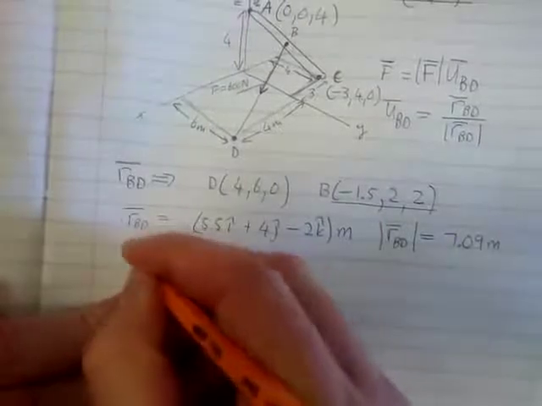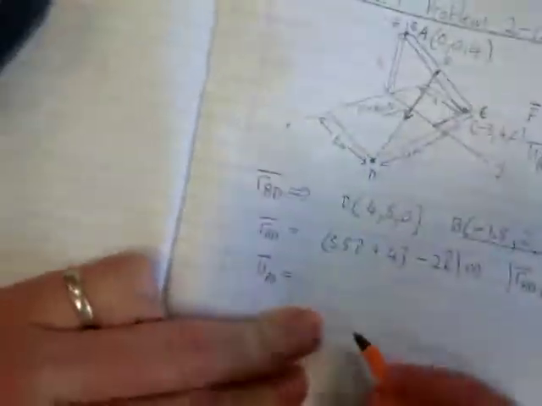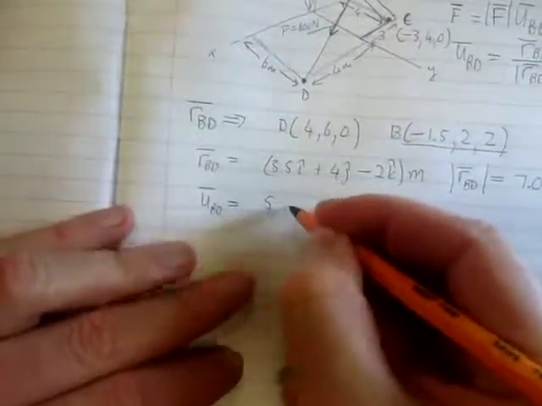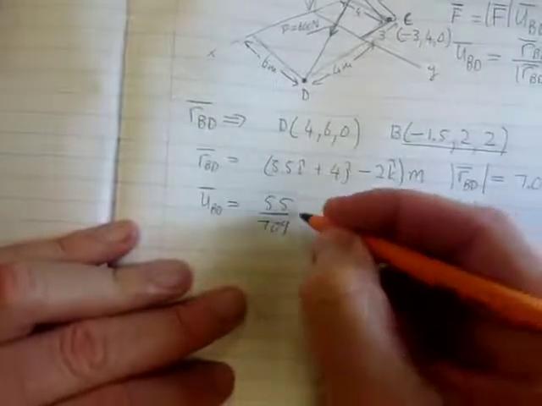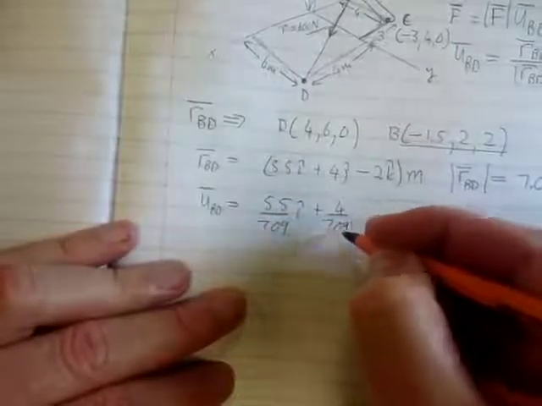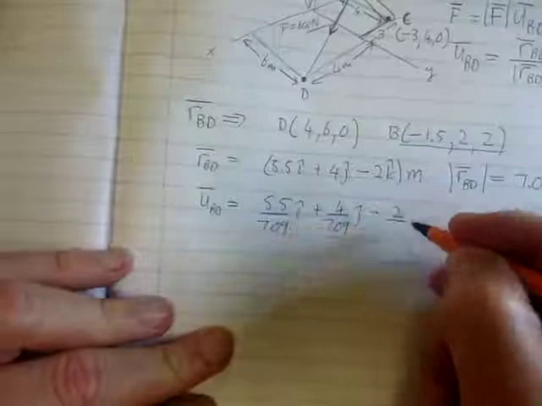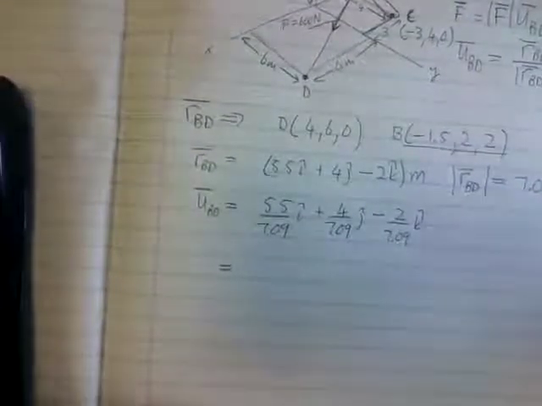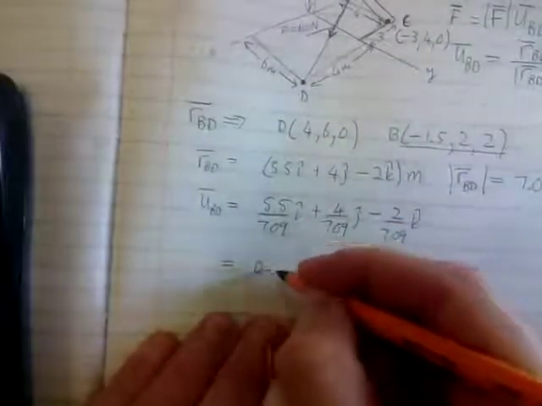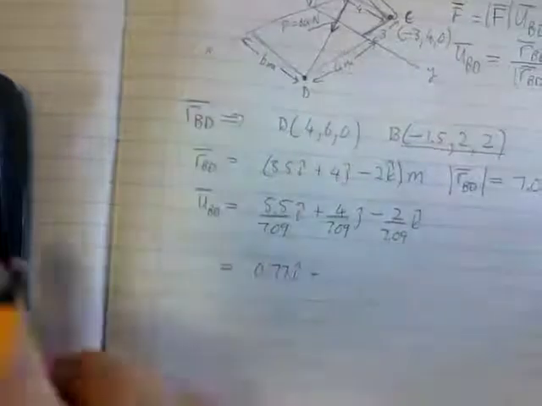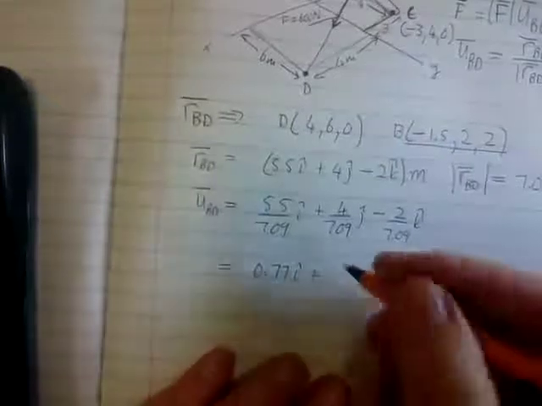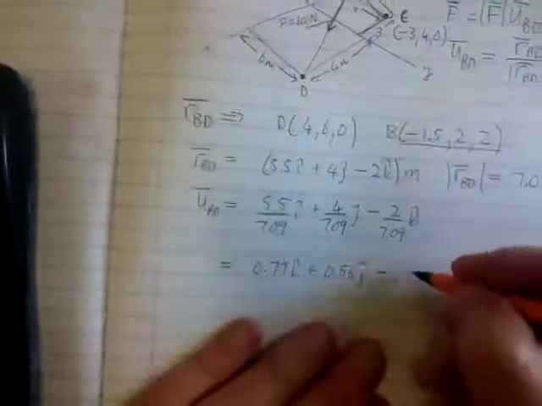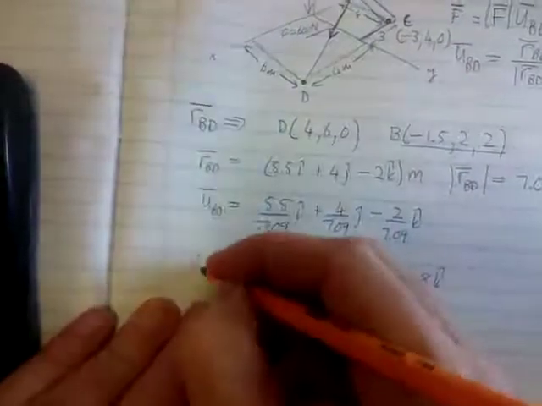We're looking for UBD. And UBD is then equal to 5.5 over 7.09 in the I, plus 4 divided by 7.09 in the J, and minus 2 divided by 7.09 in the K. That equals 5.5 divided by 7.09, which is 0.77 in the I, plus 0.56 J, and 2 divided by 7.09, minus 0.28 K. That's my UBD.